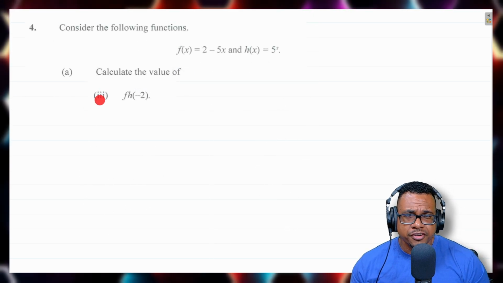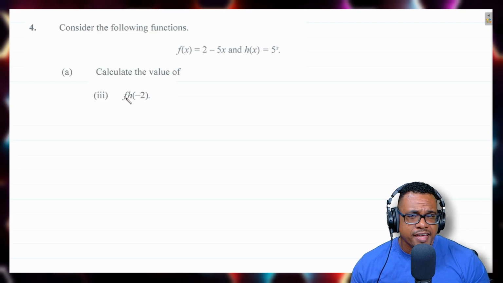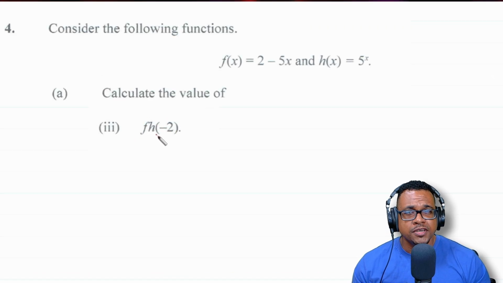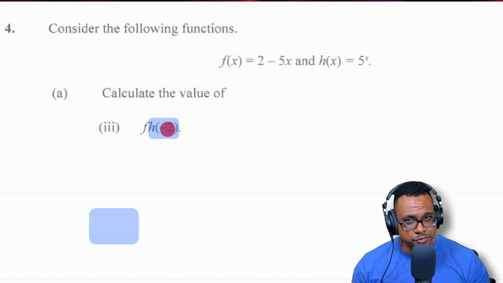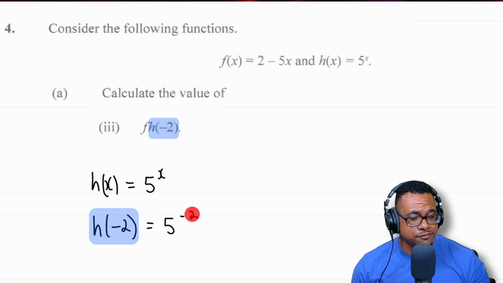Now moving on to part 3 of part A, we have a composite function. We want to find f h of negative 2. So the first thing we have to do is work out what is h of negative 2. So I'm going to write h of x is equal to 5 to the power of x. Therefore, h of negative 2 will be equal to 5 to the power of negative 2. So remember, replacing the x with negative 2, therefore the x here gets replaced with negative 2.